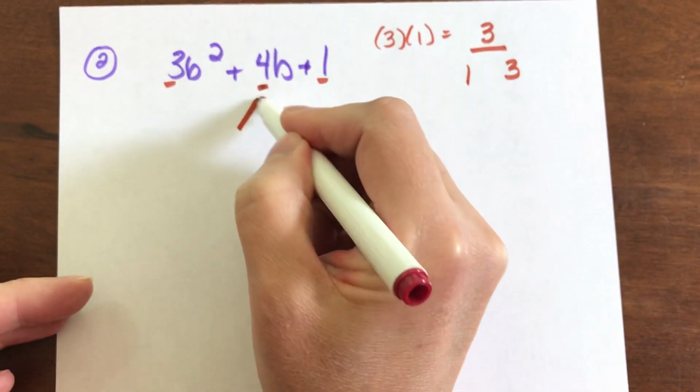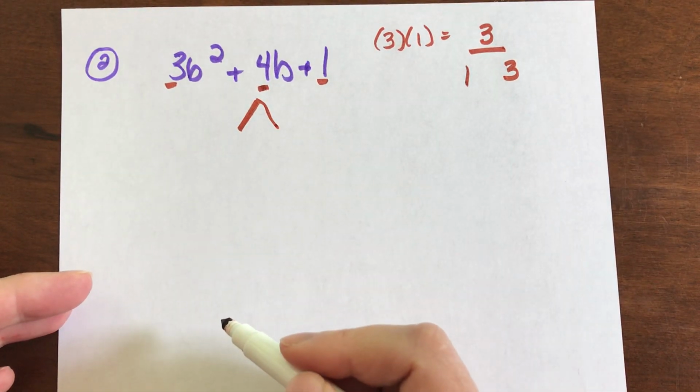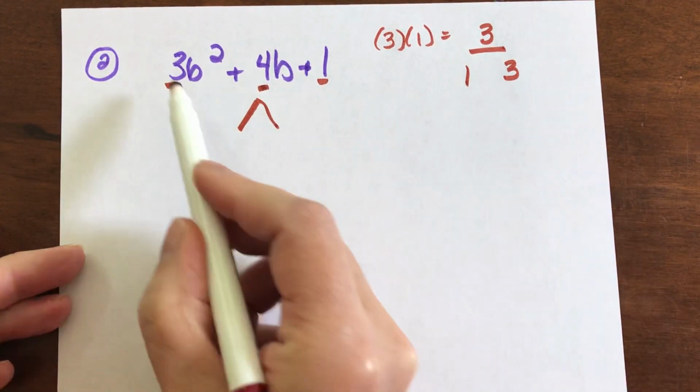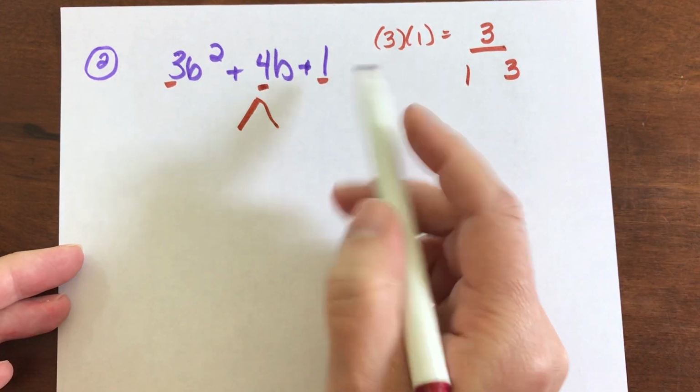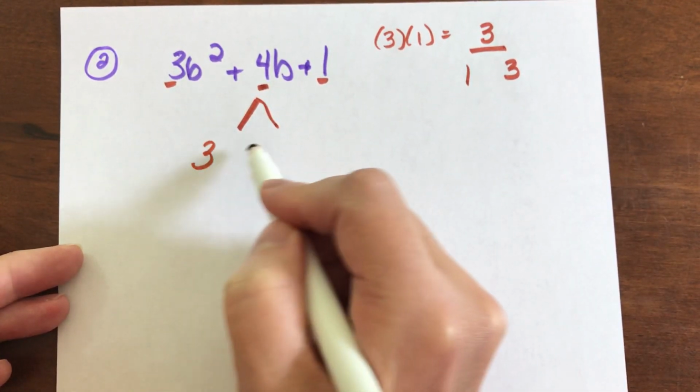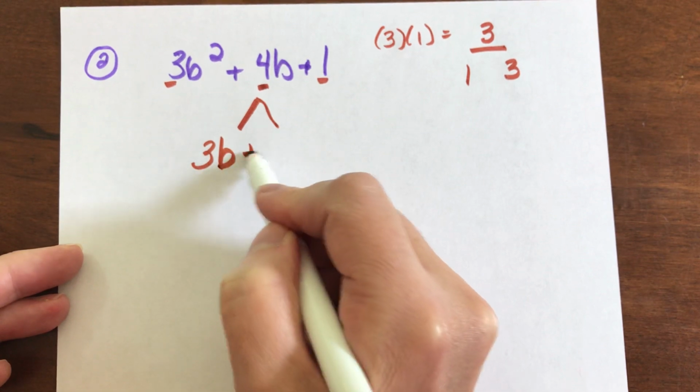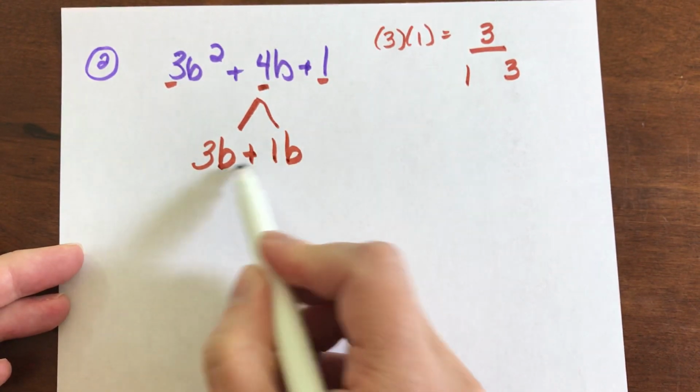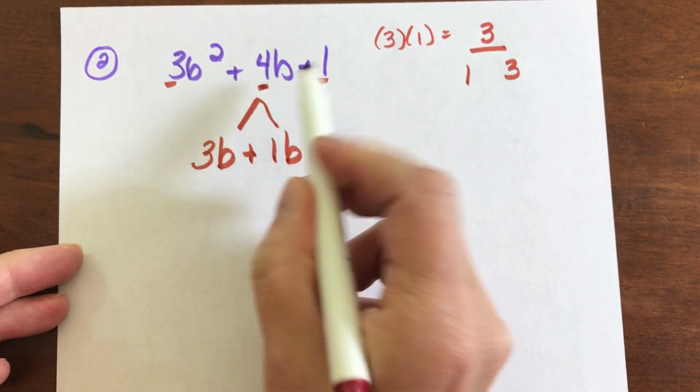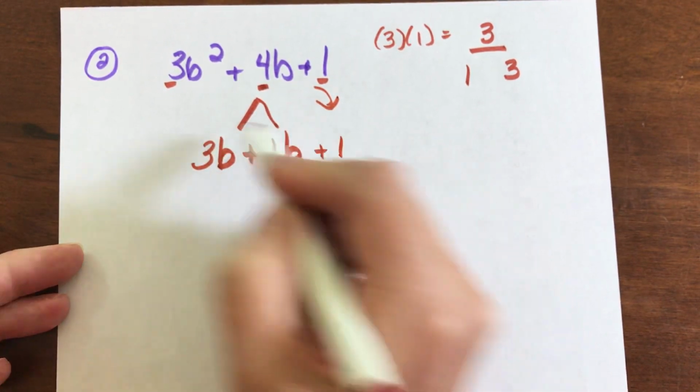So we're going to replace the 4b with a 1b and a 3b. Now, I'm going to pair the 3 with the 3, and I'm going to pair the 1 with the 1. So I'm going to list the 3 first, put the b behind it, and I have a positive 1b. Again, you have to put the b because they have to add up to equal 4b. And then I bring down the plus 1.